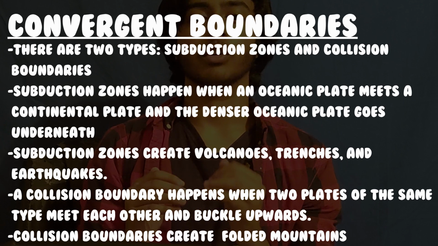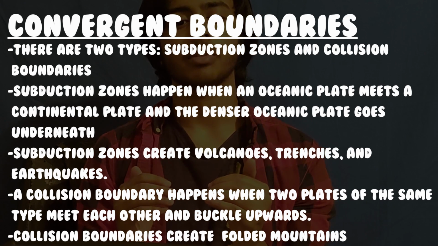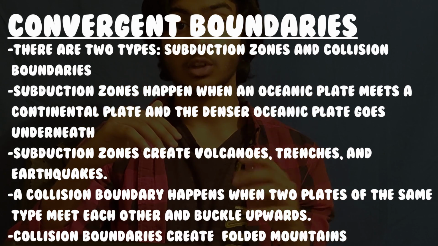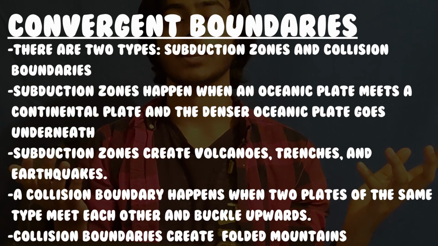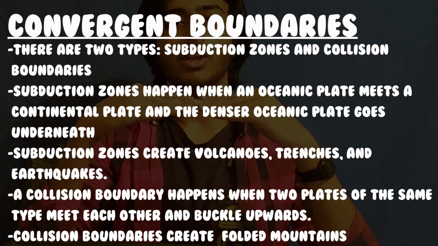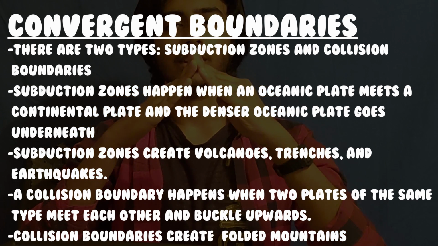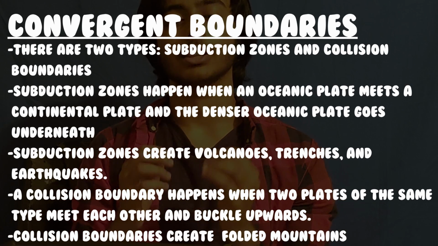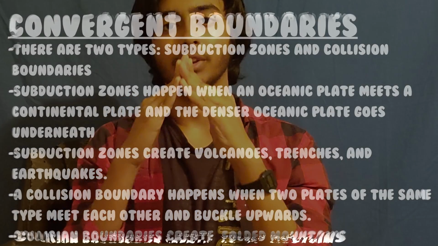The other type of convergent boundary is a collision boundary. A collision boundary is when two plates of the same density, so two oceanic plates or two continental plates, meet each other, and because neither is more dense than the other, they'll buckle against each other and begin to fold upward. The type of landform we commonly see at a collision boundary is a folded mountain.